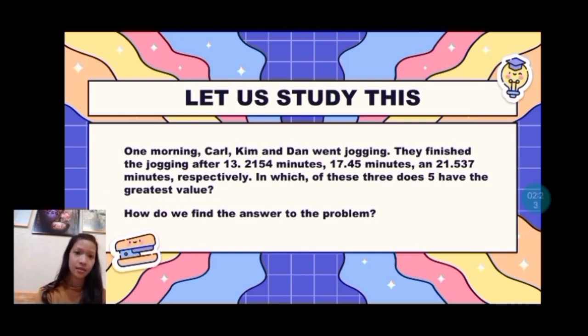Now let us study this. One morning, Carl, Kim, and Dan went jogging. They finished the jogging after 13.2154 minutes, 17.45 minutes, and 21.537 minutes respectively. In which of these three does 5 have the greatest value? How do we find the answer to the problem?